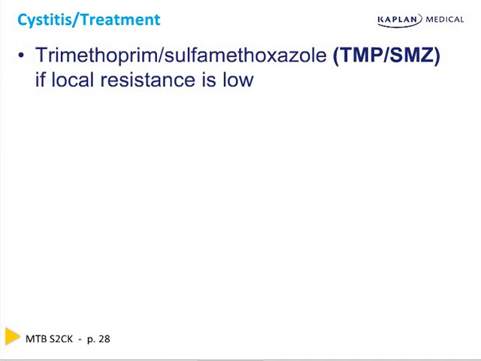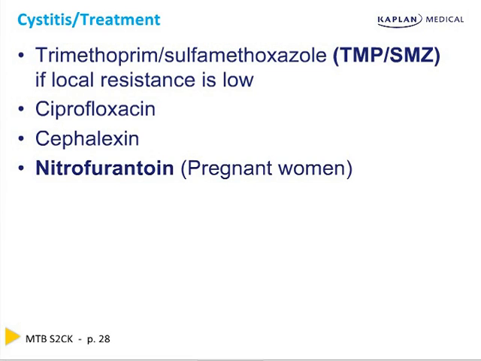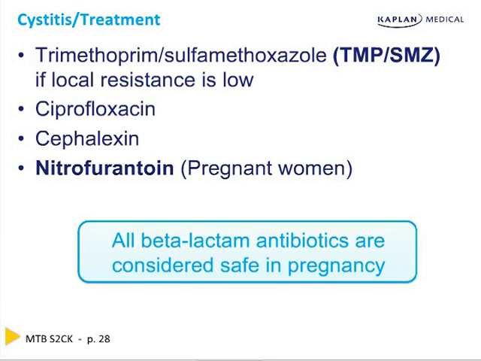Trimethoprim sulfamethoxazole is the initial therapy if we know that the resistance is low. If you don't know the resistance, then it can be trimethoprim sulfa or ciprofloxacin or fluoroquinolones. Cephalexin can also be used for many types of E. coli. Nitrofurantoin, especially in pregnant women, and some people would say that nitrofurantoin is the drug of choice in UTIs. If all of these are in the same question by itself, you cannot be asked to choose between them. They're all good. And all beta-lactams are safe in pregnancy.